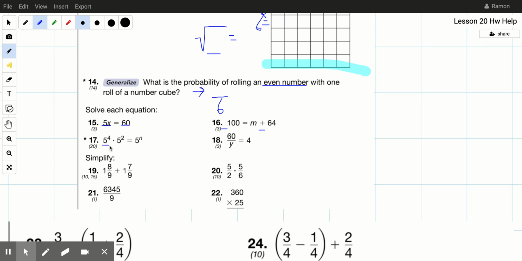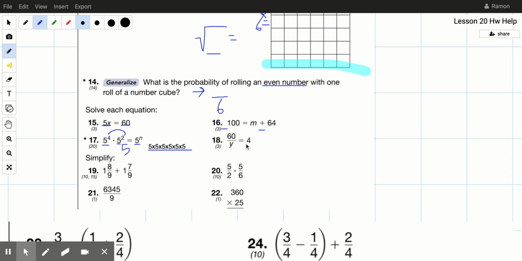17, recall our rules for multiplying bases with the same base, different exponent. We can just add the exponents, and the way that would work is if I was to type it out, I would have 4 5s and then 2 5s. So to condense it, the exponent would just be the number of 5s, total 5s that you have, or to add these two.